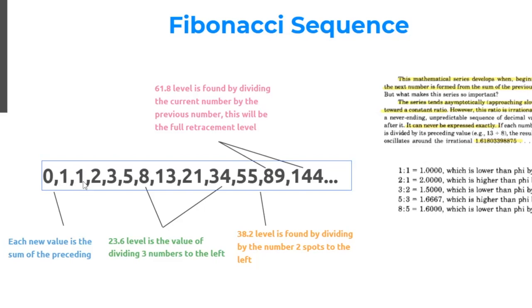Once that second 1 is created, now we're taking the sum of both of these values right here, and it's giving us the next sequential value. And then the same thing moving into the future. These two values added together will give us the next value. These two values added together will give us the next value, and so on until infinity. So each new value is the sum of the preceding numbers.